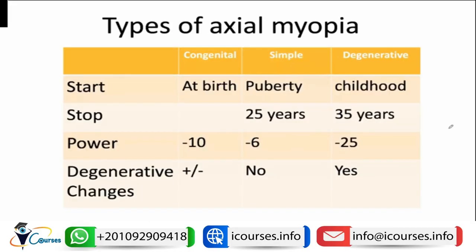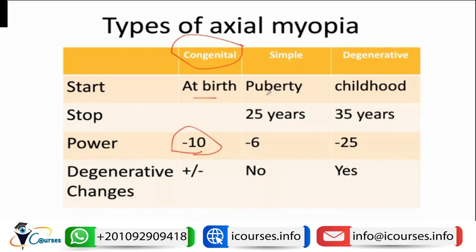We have different types of axial myopia. We have the congenital type that starts from birth. So we know that after birth the eye is hypermetropic. We are born with a very small eye, and if a patient is born with a large eye, then this is called congenital axial myopia, which starts at birth and usually reaches about -10 diopters and can be associated with degenerative changes.